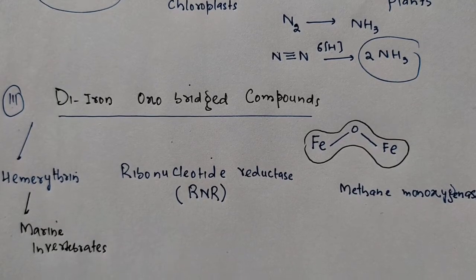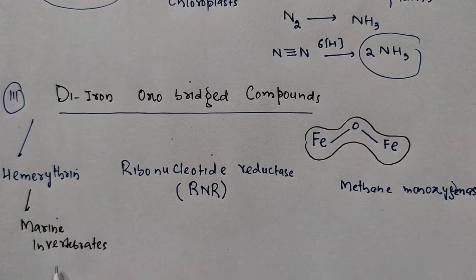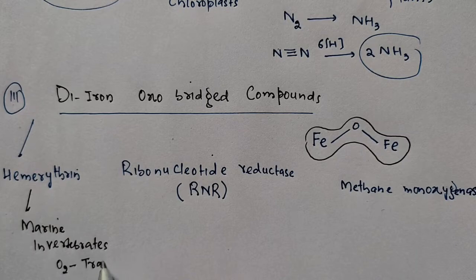They are useful in oxygen transport. So they do the work of oxygen transport there, just like hemoglobin does in our body. Hemerythrin carries the same function in the invertebrates present in the marine systems. So what they do is oxygen transport.